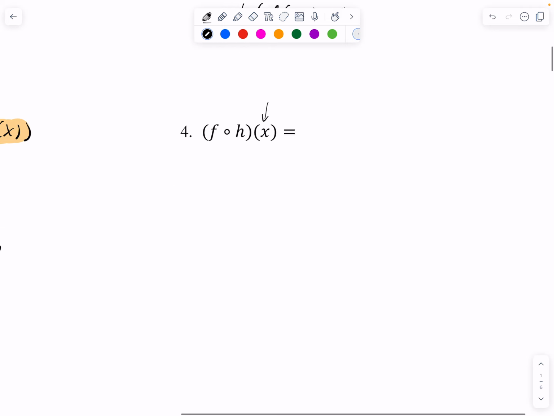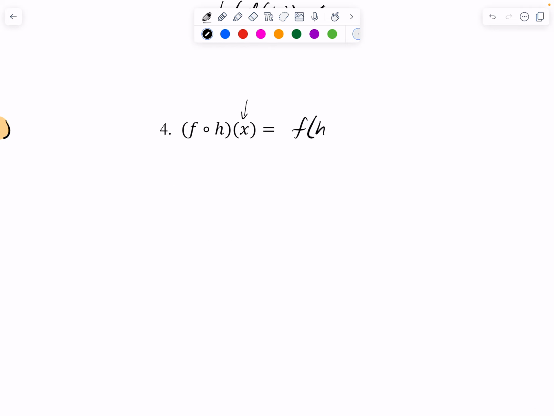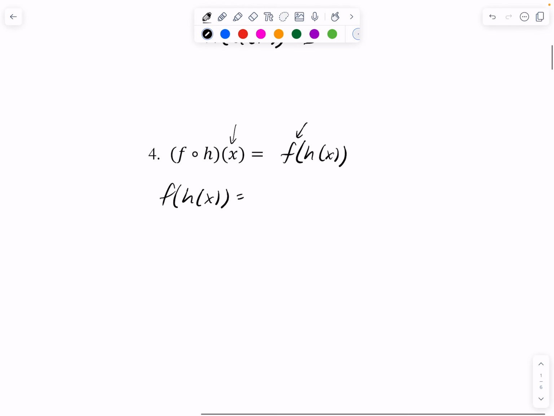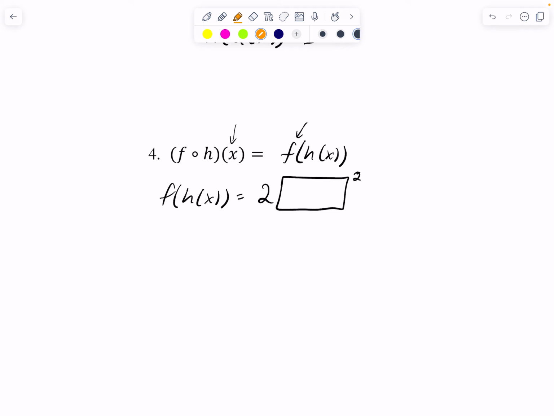Okay, same process for number 4. Write f of h of x. And again, you're going to write that first letter first. You know what I mean? You're going to write that function first. In this case, f of x, which is 2x squared. But don't write x, write a large box squared. All right? So it's the same thing, 2x squared, but replace the x with a box. And in this box, I'm going to put the input of h of x.